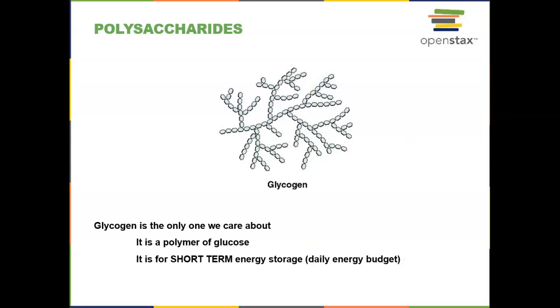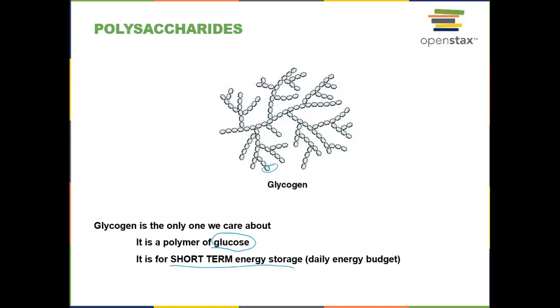Then the polysaccharide is the polymer of monosaccharides. The polysaccharide that we care about is glycogen. You do want to know that glycogen is a polymer of glucose. So each one of these little stop sign looking things is a glucose molecule, and this is how your body stores glucose, all linked together into this great big molecule called glycogen. And this is for short-term energy storage, as it says there.